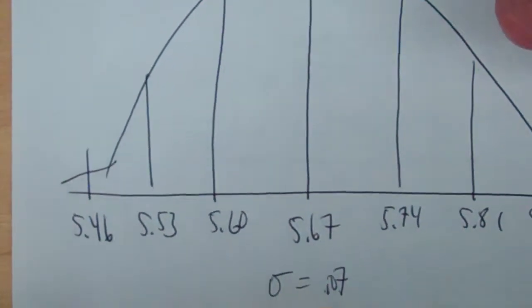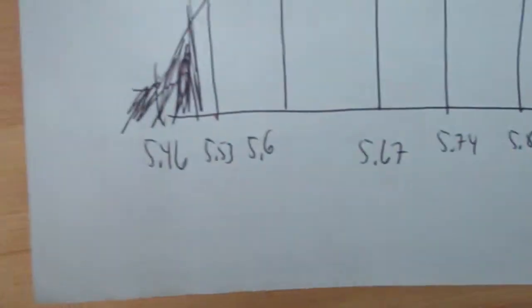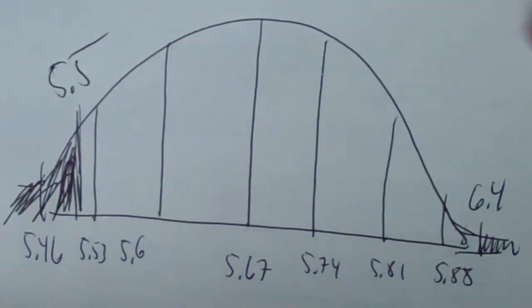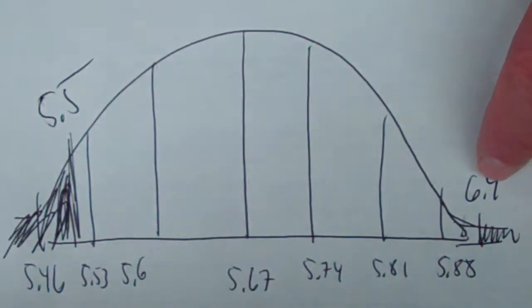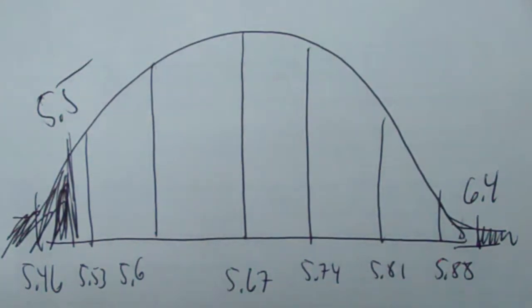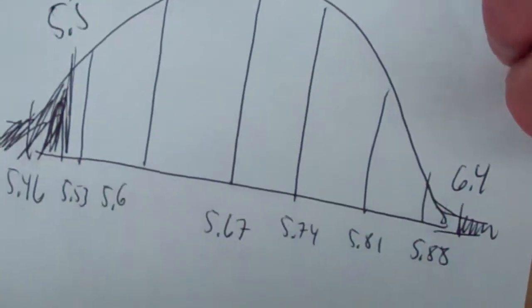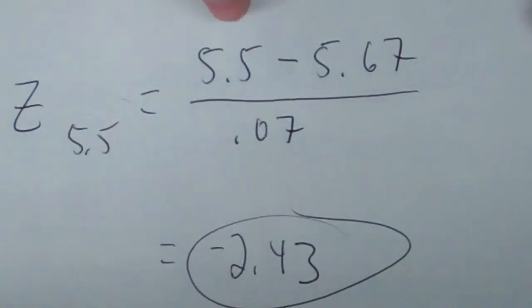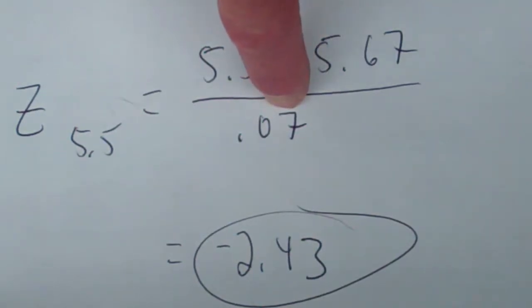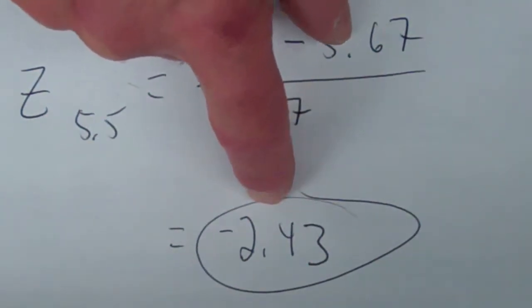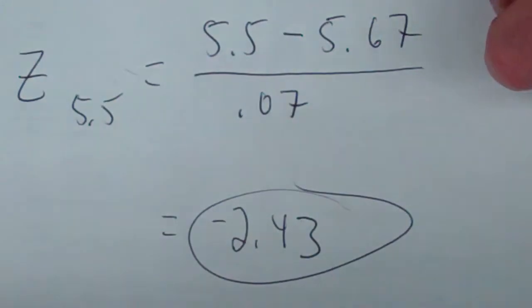And then they tell me that the machine will reject any quarters that weigh less than 5.5 grams and anything more than 6.4 grams. And there's the shaded areas I'm interested in. Then to get the z-score, I did the number I was interested in, the 5.5 minus the mean divided by the standard deviation. So that's more than 2 standard deviations below the mean.